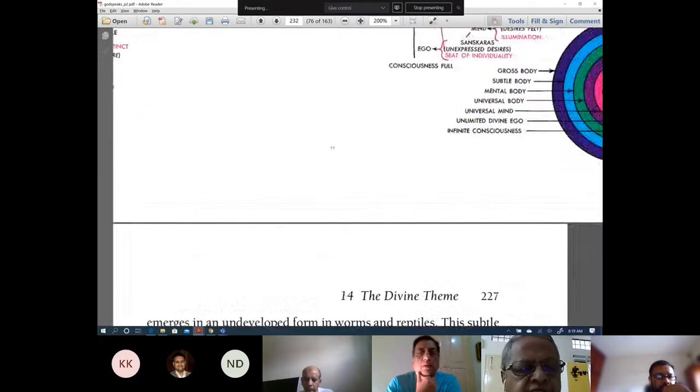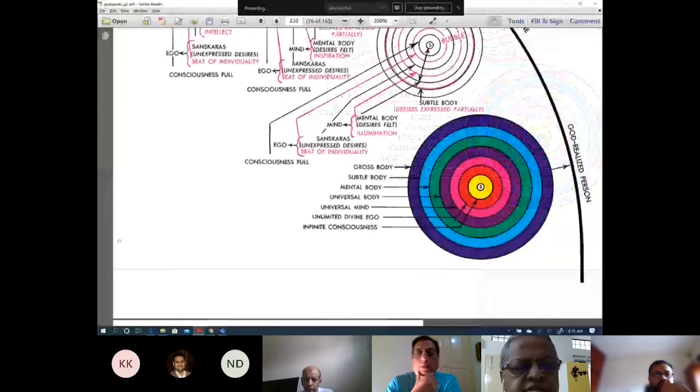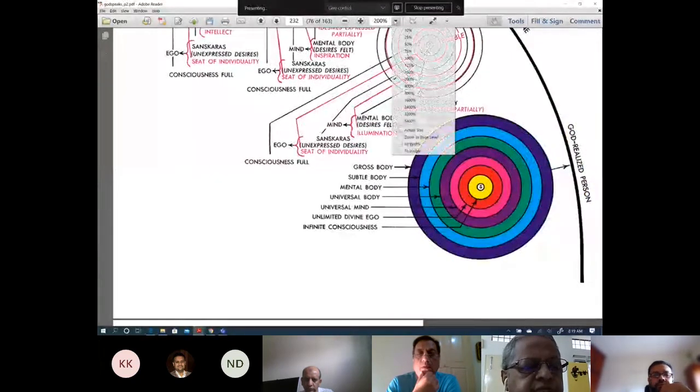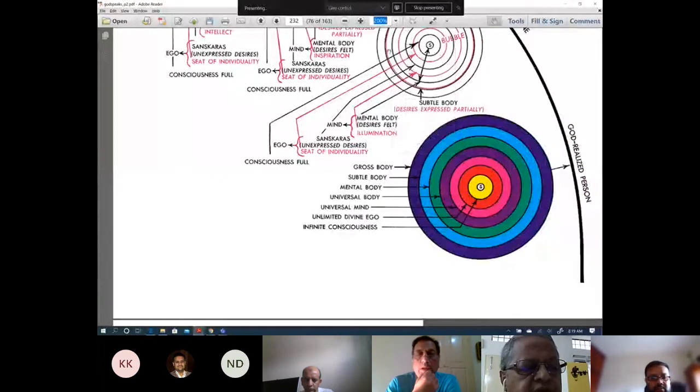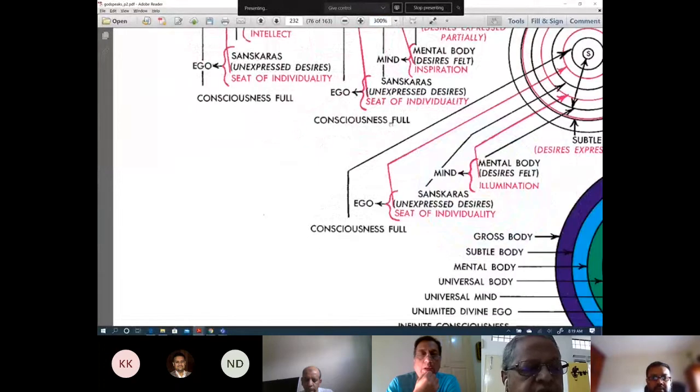Hold the diagram for a few minutes. Sure. If you see the human body, there is an arrow which is showing from the soul towards the gross body in the ordinary humans.